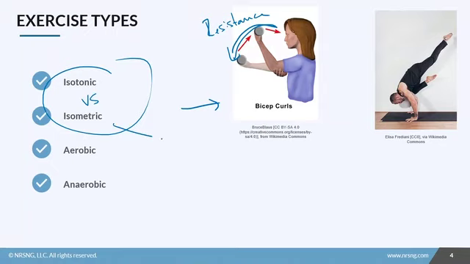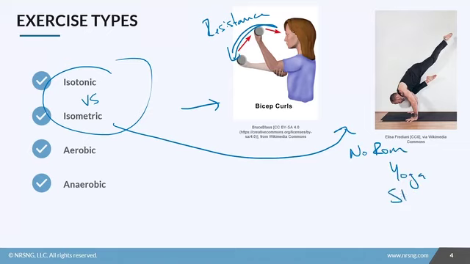Isometric is this guy over here. It's contraction through a single exercise with no range of motion. So this is going to be yoga, your static stretching. But the thing that you need to remember is that isotonic works through the entire range of motion. Isometric focuses on a singular contraction with no range of motion. Another example of an isometric would be something like Kegels. So if you have a patient that needs to work on strengthening the pelvic floor, this is a great exercise for it.